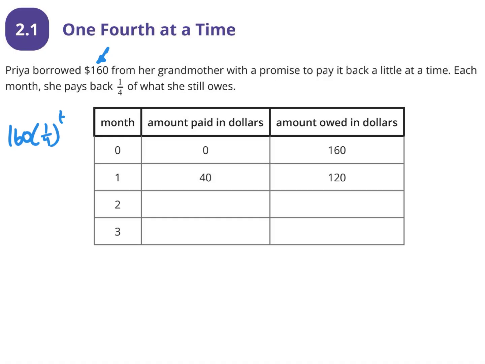So now this is going to represent paying 160 times 1/4. If we put this into the calculator, 160 times 1/4 is 40. 40 times 1/4 is 10. And 10 times 1/4 is 2.5. Now, no reasonable person would take a payoff like that. That doesn't make sense because you'd never pay it back.